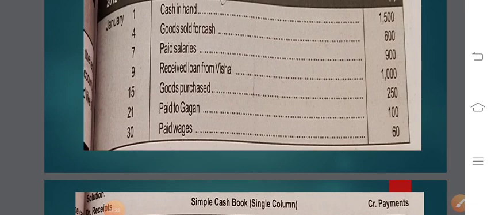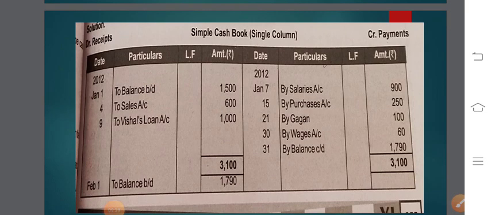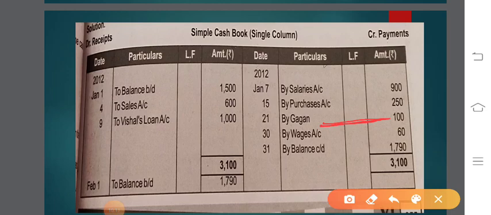Next point we have is paid to Gagan. Now since we have paid to Gagan, cash is going out definitely. So we'll go to the credit side because cash is going out and we'll write by Gagan. If you see in the form of journal entry, Gagan being the receiver got debited and cash being real, since going out, got credited. So journal entry, Gagan's account debit to cash account 100. So since cash got credited, we have written on the credit side by Gagan's account.